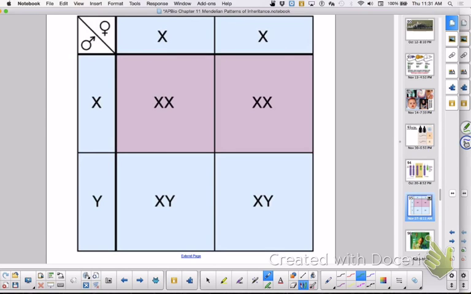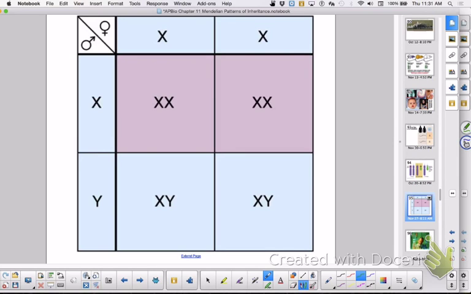Think in your head first. A little girl that is colorblind. What are the odds? Okay, so now let's play it out and see if it matches. So what are you going to need to have a little girl?